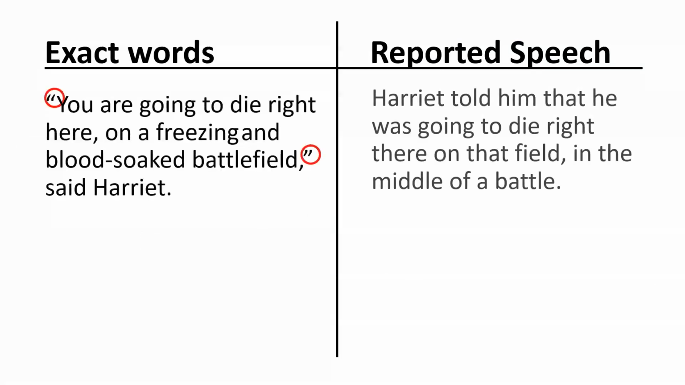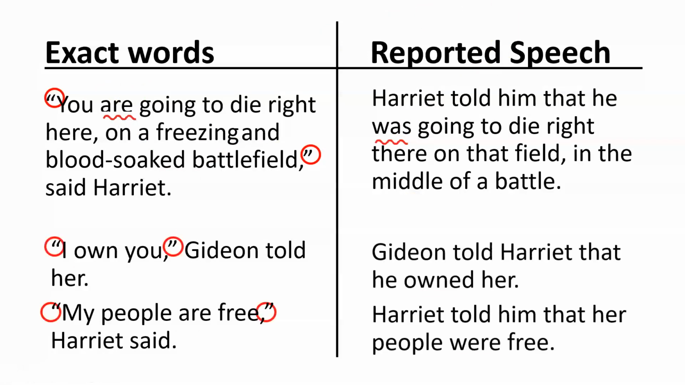So if we look at these side by side, we can see that the exact words had are, the reported speech has was. The exact words had own, the reported speech had owned. The exact words had are, the reported speech had were. So this is kind of a mix of present and past, but in reported speech, I put everything in the past. So sometimes if we want to tell the story this way, we have to pay attention to the verbs and change the verbs.